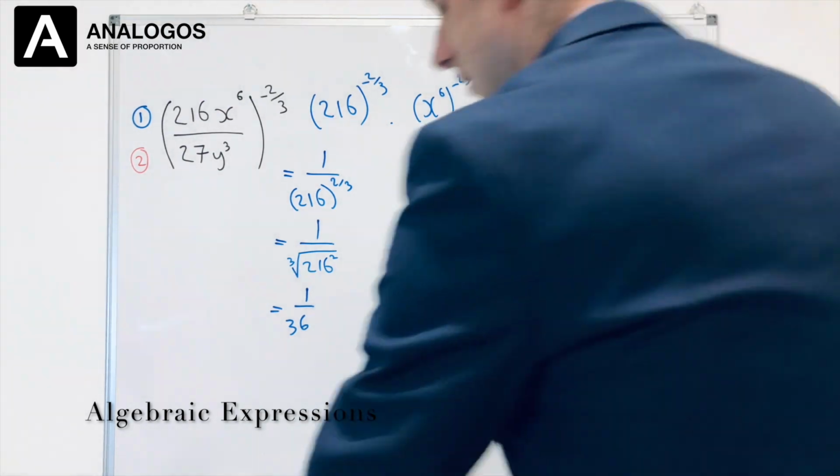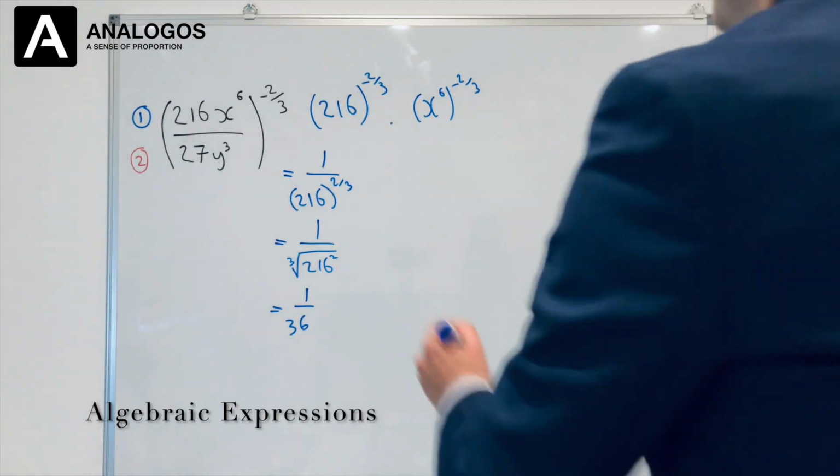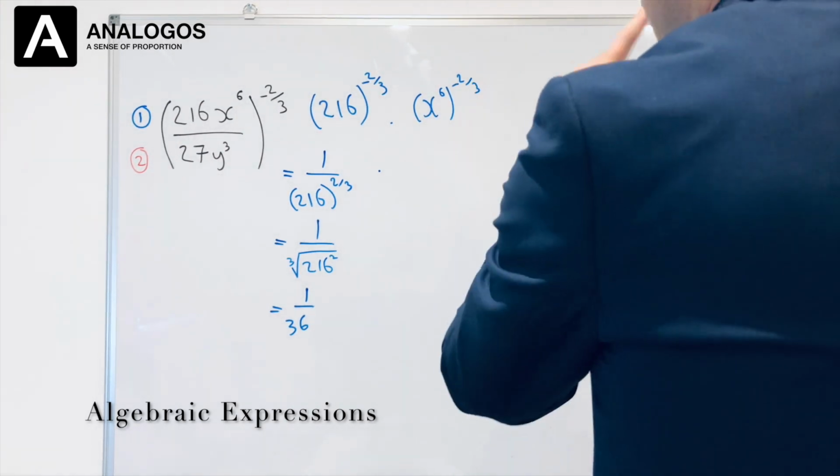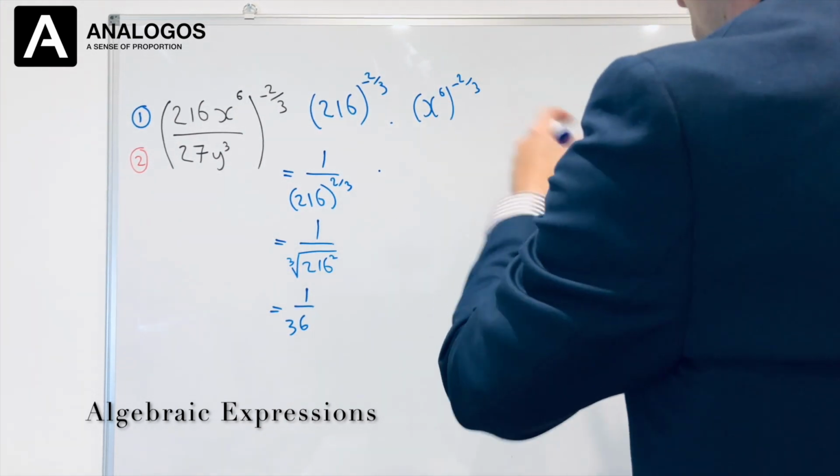What about the right hand side? So we've got, we multiply all the way down. x to the power 6 times, x to the power 6 to the power of negative 2 over 3.